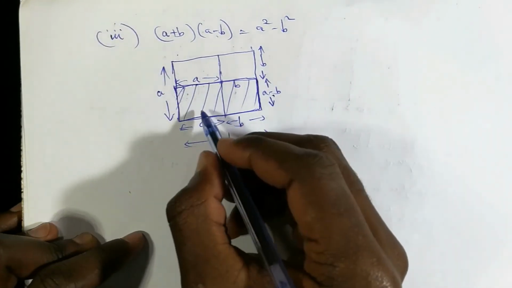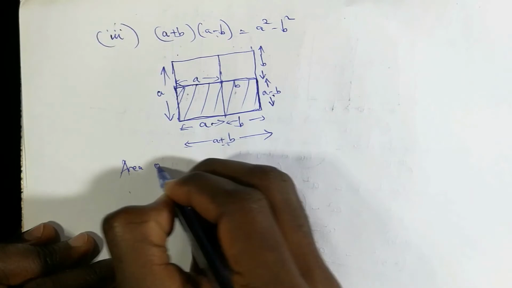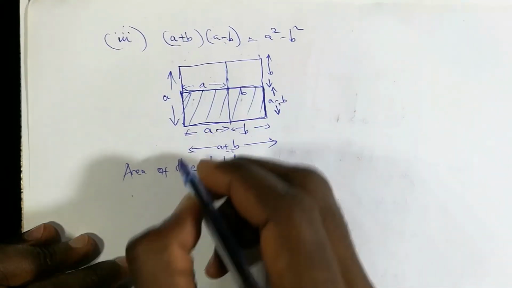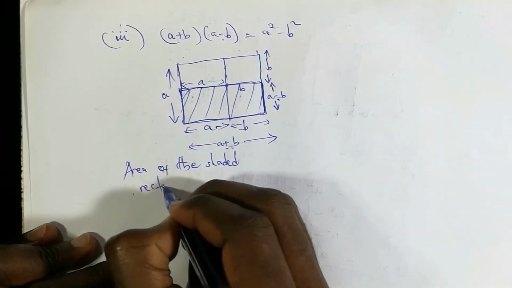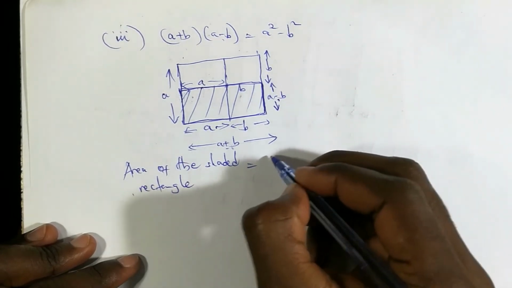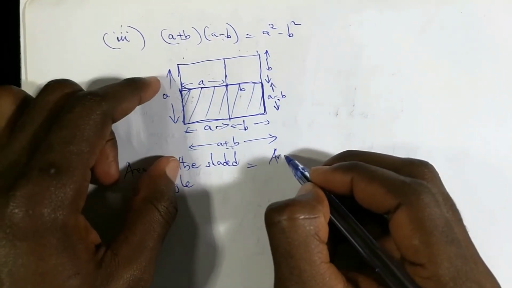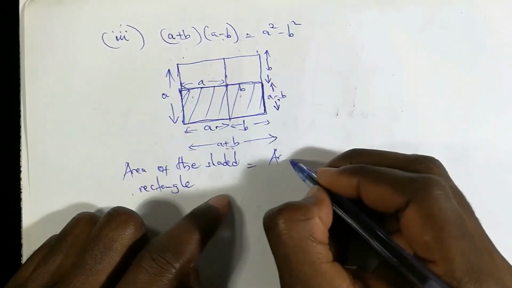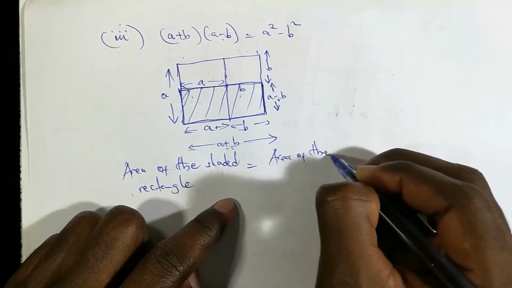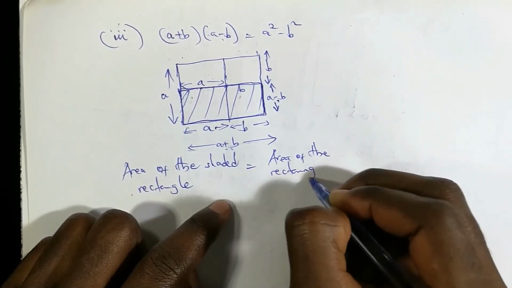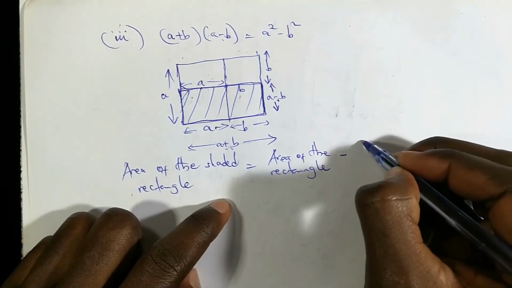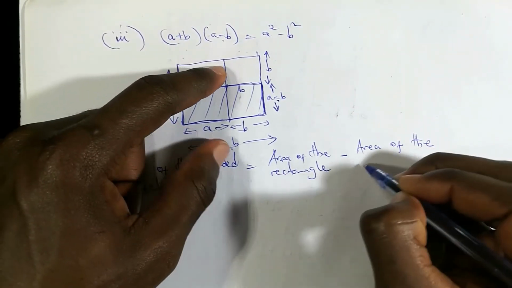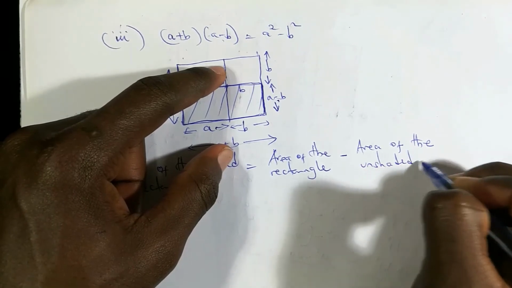I think that. And so the area of the shaded rectangle will be given by the area of the whole. Is it a rectangle or a square? Yeah, the area of the whole, here you have side a, here you have a plus b, the area of the whole rectangle minus the area of the unshaded rectangle.